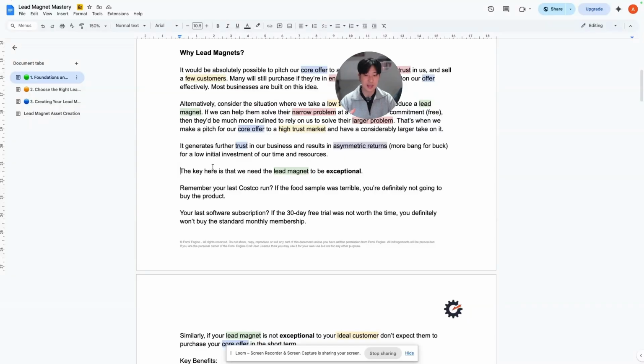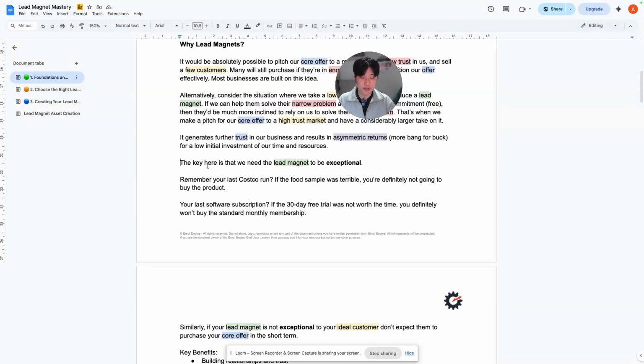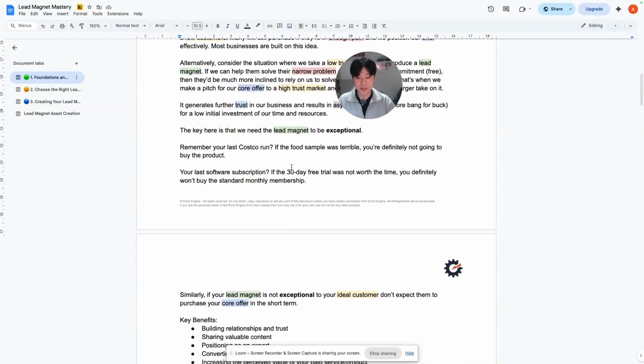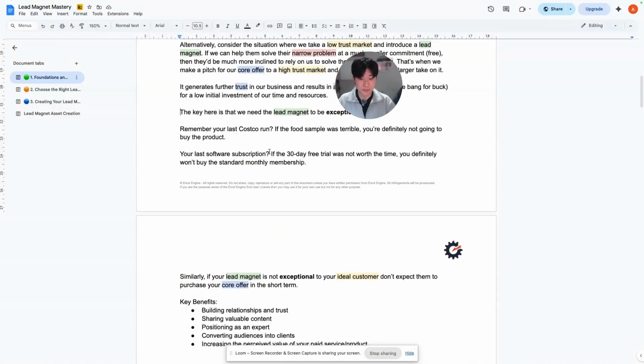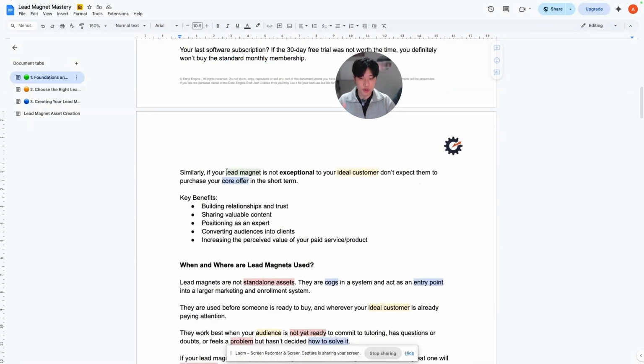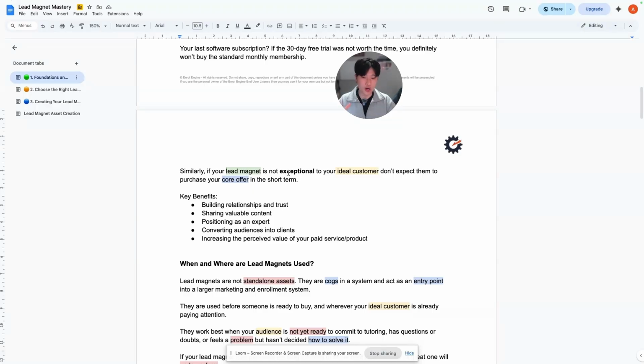And why is that? Remember your last Costco run? If the food sample you had was terrible, you're definitely not going to be buying the product. And your last software subscription, if the 30-day or 7-day free trial was not worth your time and you didn't see much value out of it, you definitely wouldn't be buying the standard monthly membership. So similarly, if your lead magnet is not exceptional to your ideal customer, don't expect them to purchase your core offer, at least in the short term. Over the long term, if they consistently have their problem, they might come back to you, but don't expect them in the short term to actually purchase your paid service.